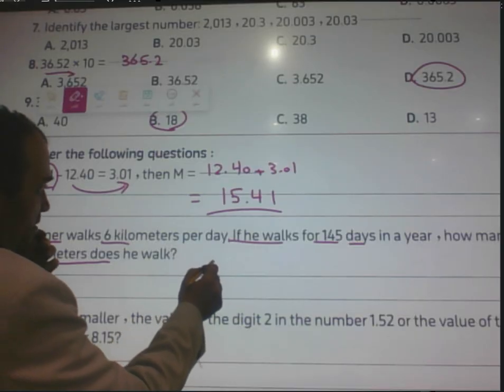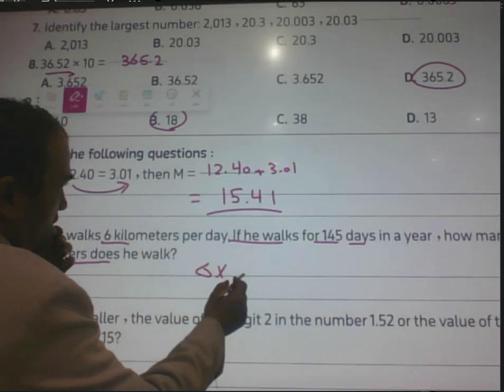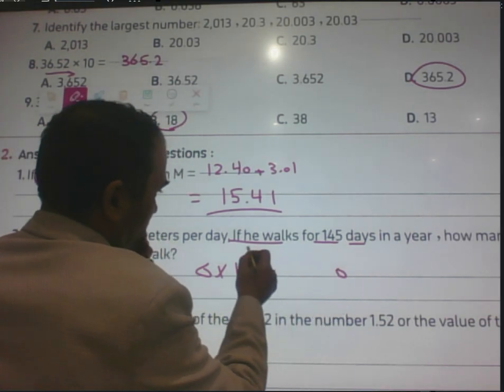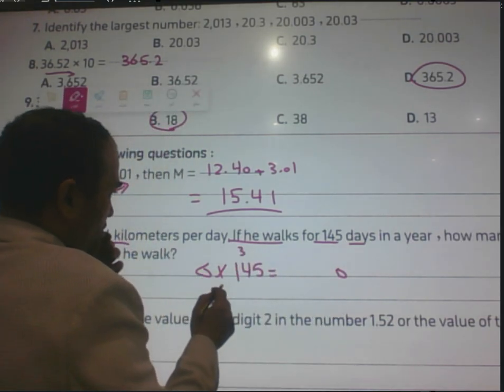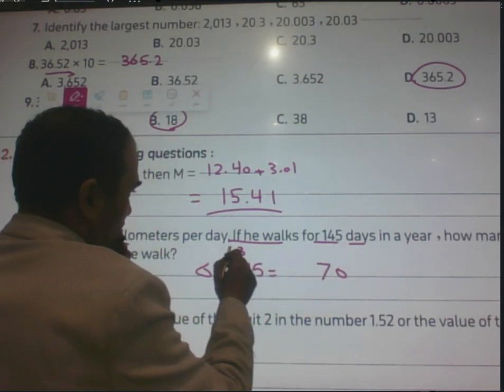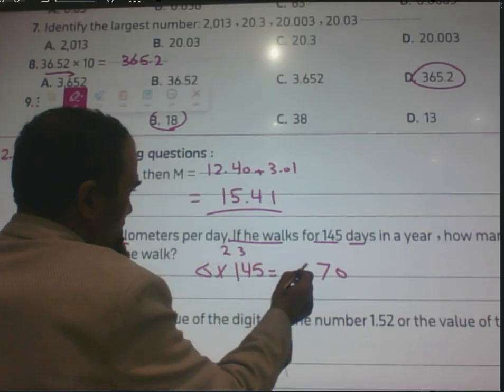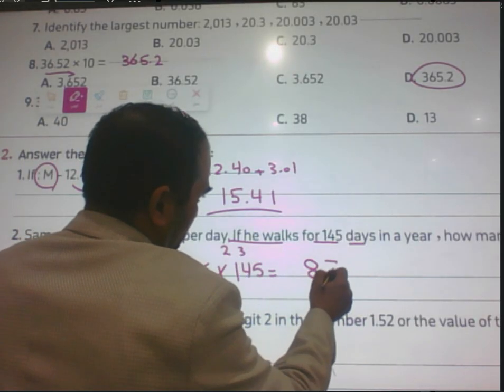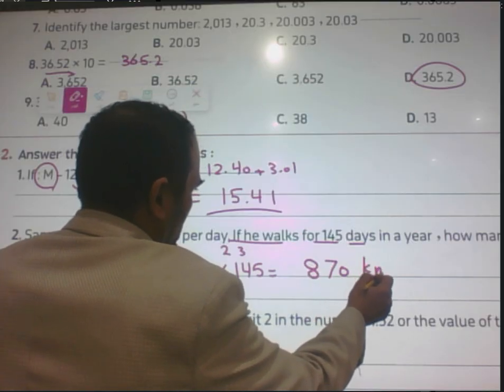We can multiply the number 6 and 145. 5 times 6 equals 30, 0 and carry 3. 4 times 6 equals 24, 24 plus 3 equals 27, 7 and carry 2. 1 times 6 equals 6 plus 2 equals 8. The result will be 870 kilometers.